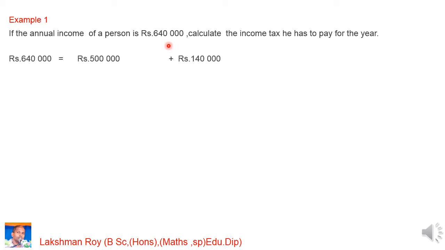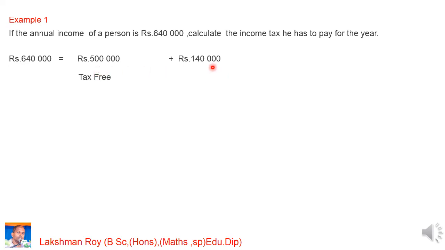Let's go to the solution, students. This is the annual income, 640,000. You have to separate 500,000 rupees, and there is some remaining amount. Then you can get an idea how to calculate the income tax. So 500,000 rupees subtracted, then 140,000 rupees remain. Now you know this first 500,000 rupees is tax free. No need to pay tax.